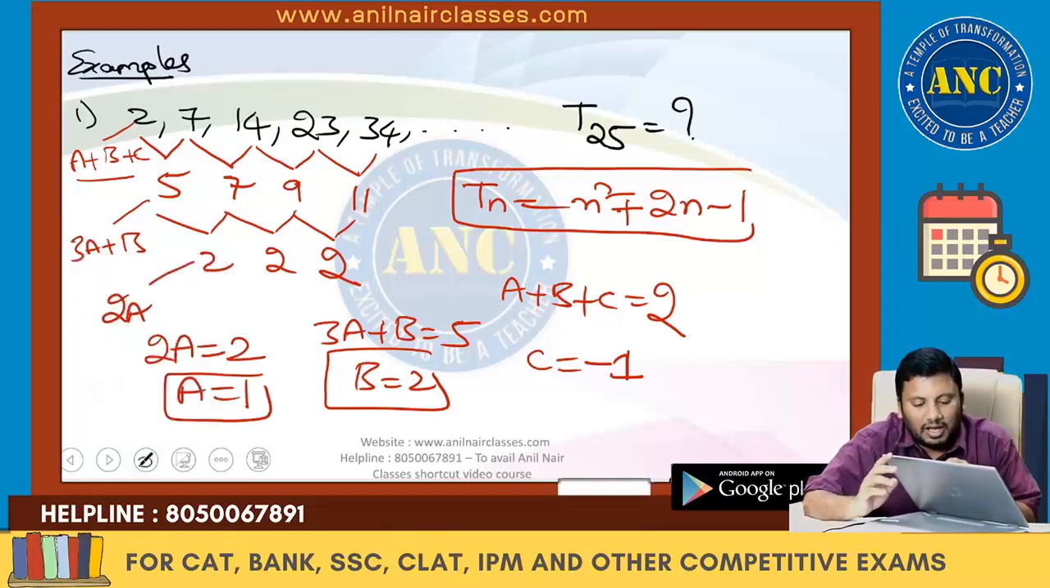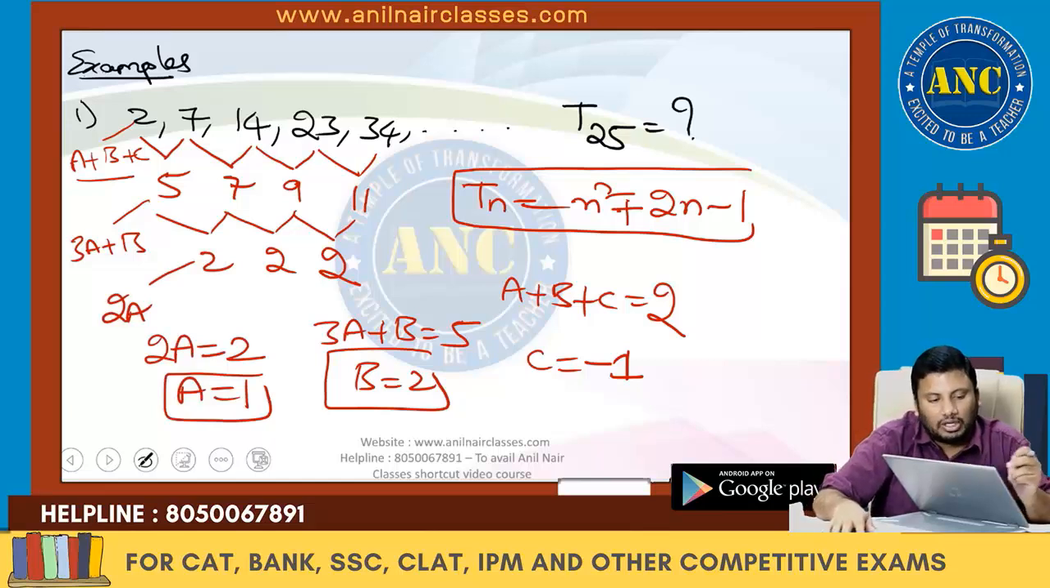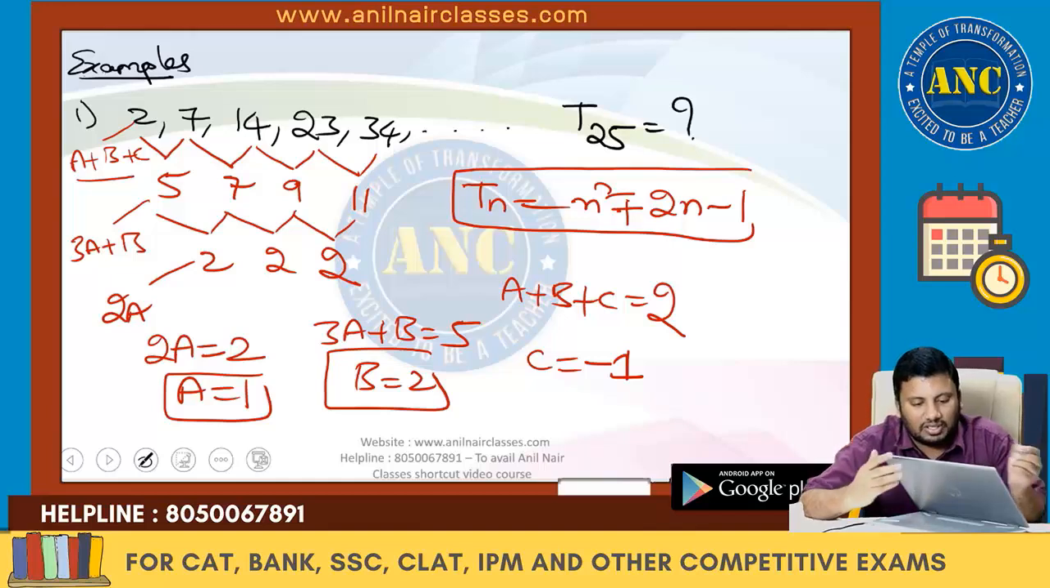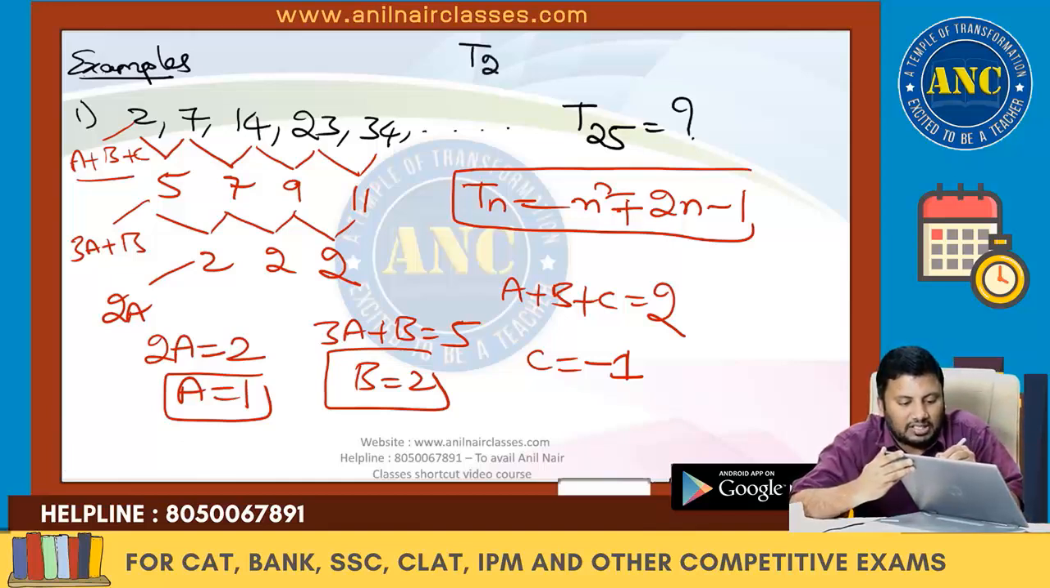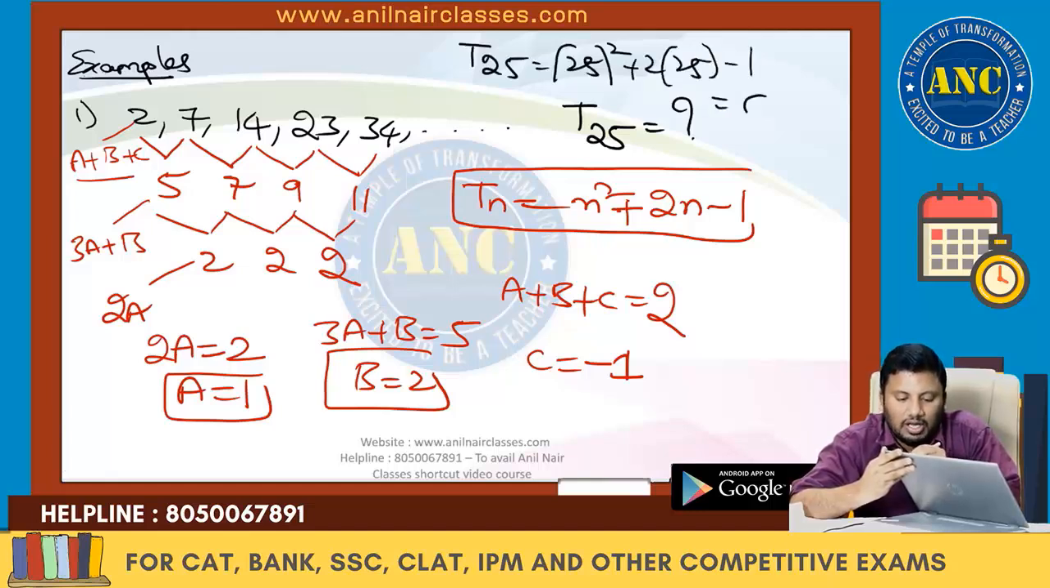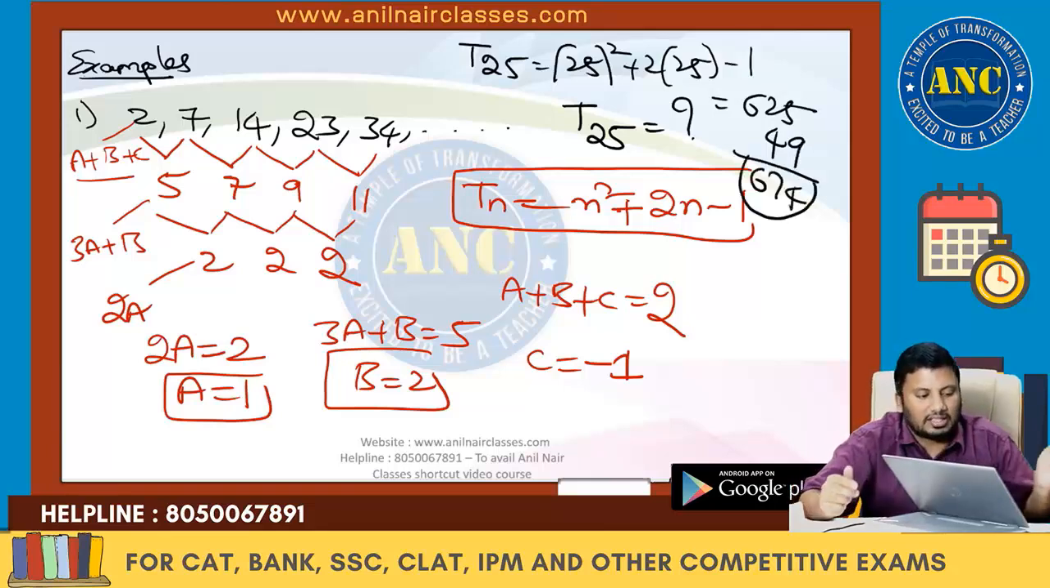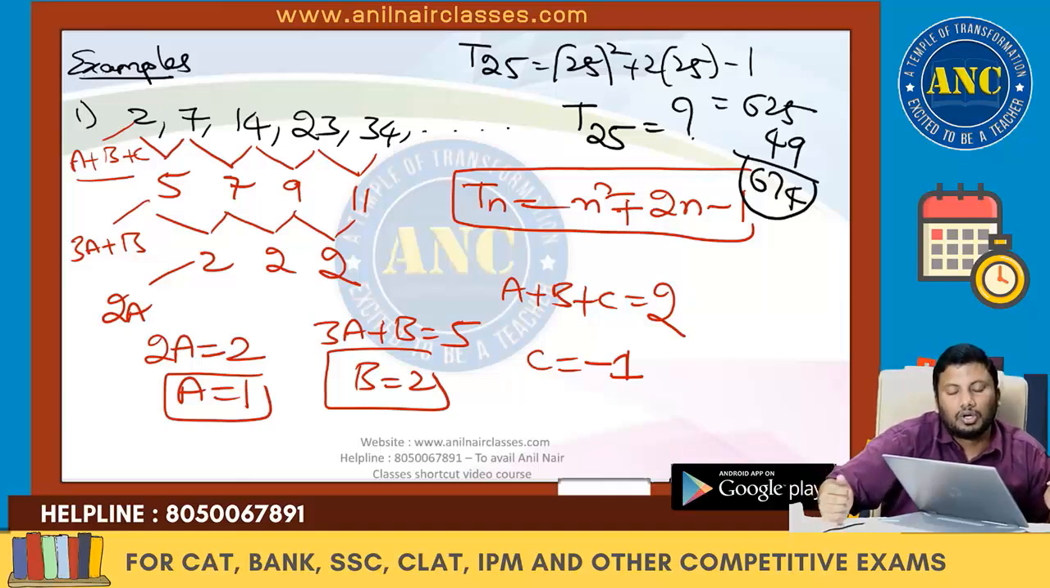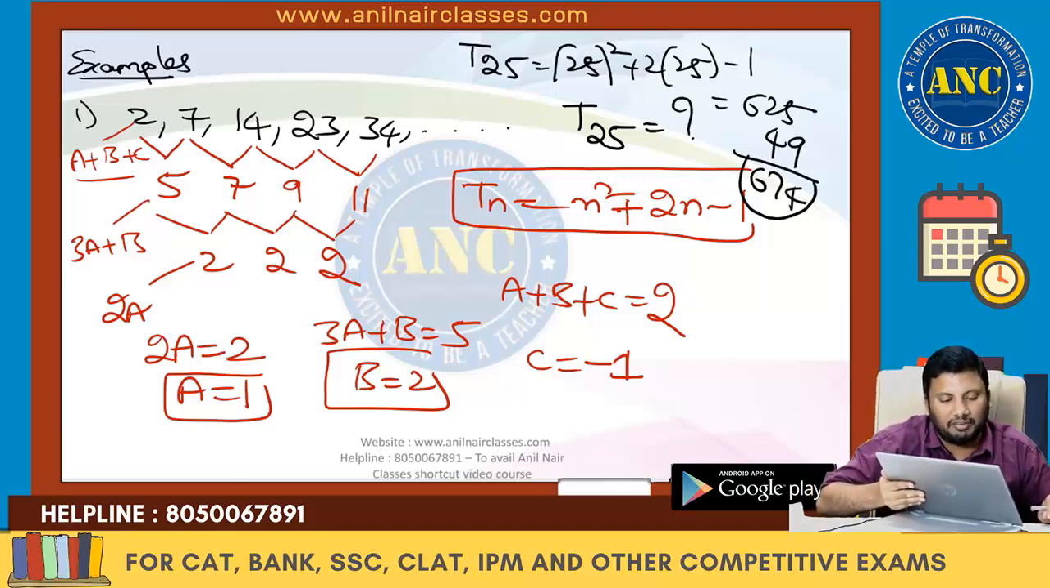If I put n value 1, 1 plus 3 minus 1, 2. N value 2, 2 square 4 plus 4, 8 minus 1, 7. So T25 is nothing but 25 square plus 2 into 25 minus 1. 625 plus 49. Answer is 674.